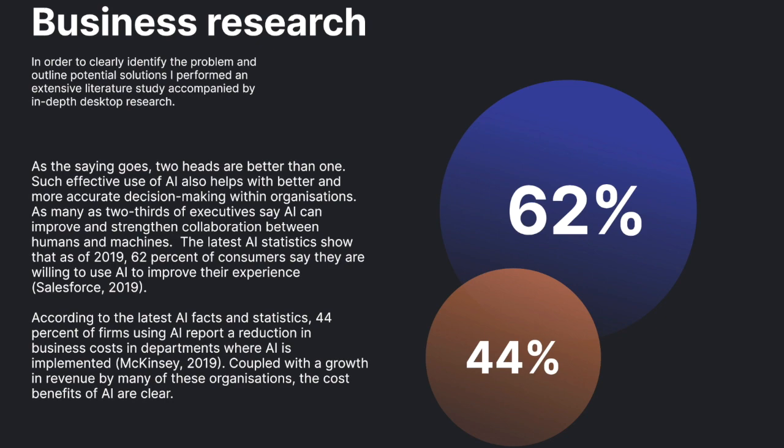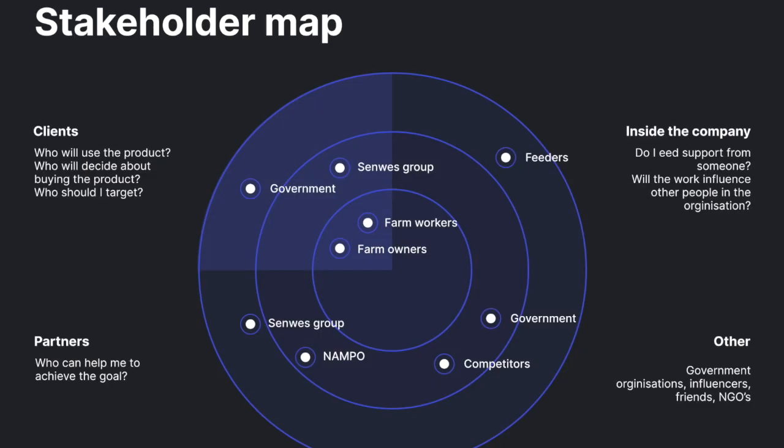The latest AI statistics show that as of 2019, 62% of consumers say that they are willing to use AI to improve their experience. According to the latest AI facts and statistics, 44% of firms using AI report a reduction in business costs in departments where AI is implemented. Coupled with a growth in revenue by many of these organizations, the cost benefits of AI are clear.